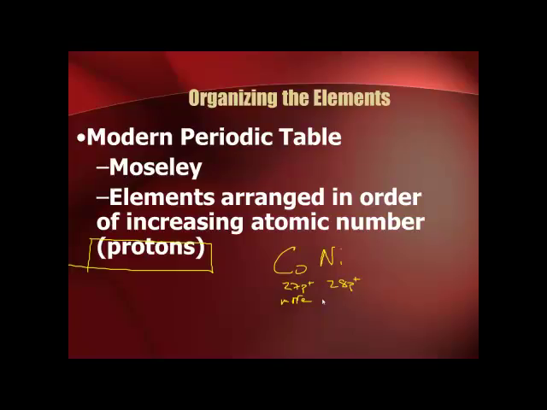Now, cobalt and nickel is not the only place where the atomic mass gets smaller, even though the protons go up. So at this point, I'd like you guys to pause this lecture and take a look at your periodic table and see if you can find more places where the atomic number goes up, but the mass goes down.